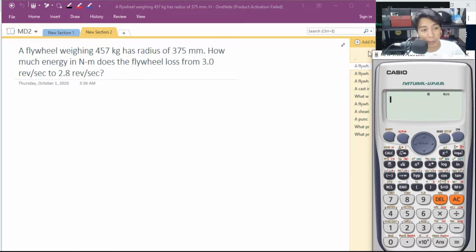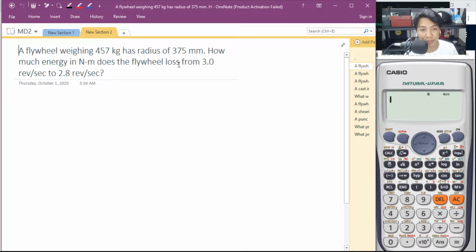A flywheel weighing 457 kg has a radius of 375 millimeters. How much energy in Newton meter does the flywheel lose? Dapat to lose, hindi loss. Lose from 3 revolutions per second to 2.8 revolutions per second. So, ibig sabihin, bumabagal yung flywheel mo. Kaya nagkakaroon ka ng energy loss.